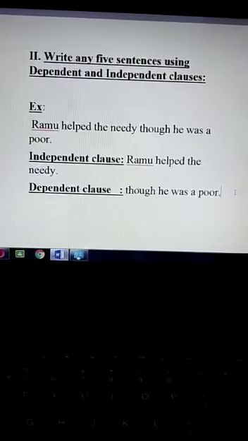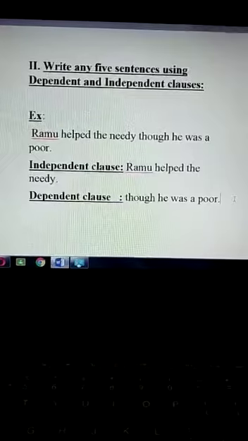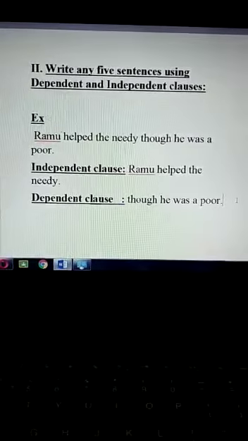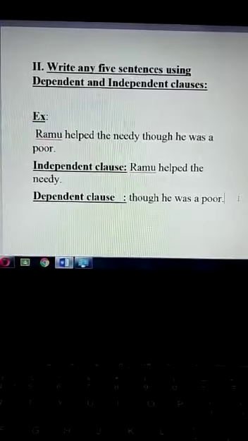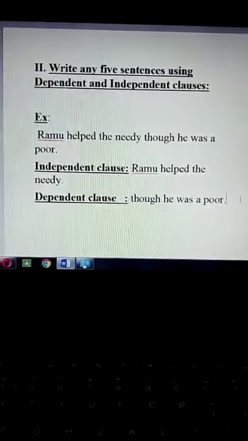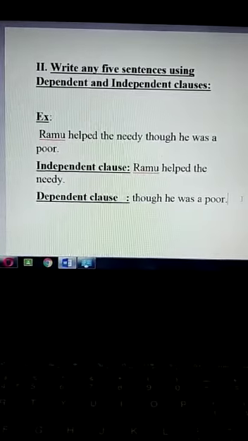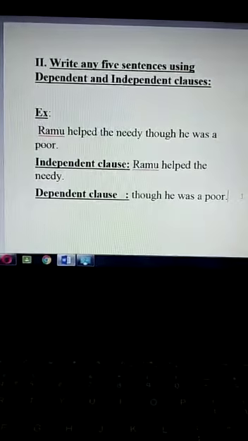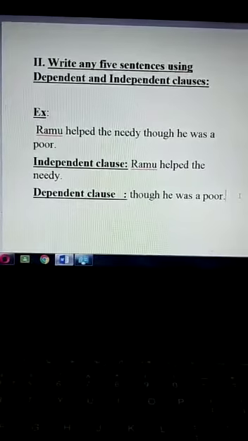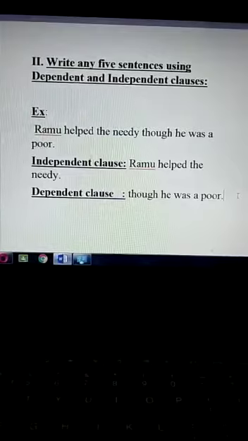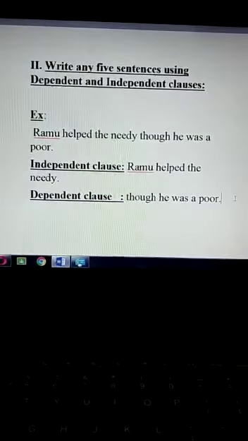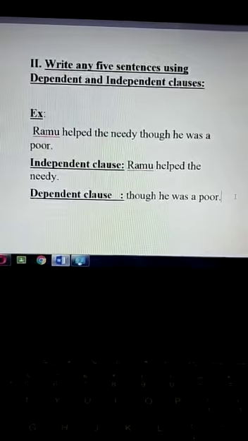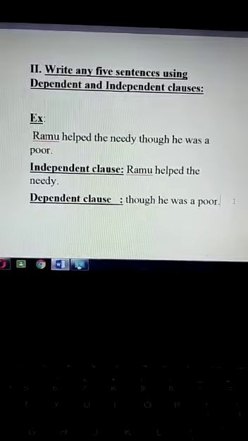Okay, students, like this, write another 5 sentences using dependent and independent clauses. Okay, you have to write very clearly like this. Like the example, you have to write the 5 sentences. After that, you have to split independent clause and dependent clause, like that. Like the example, you also have to write.